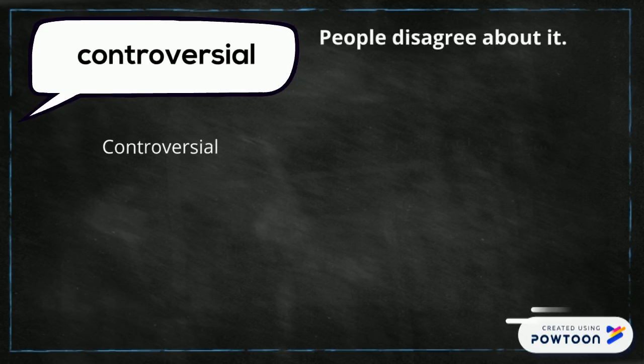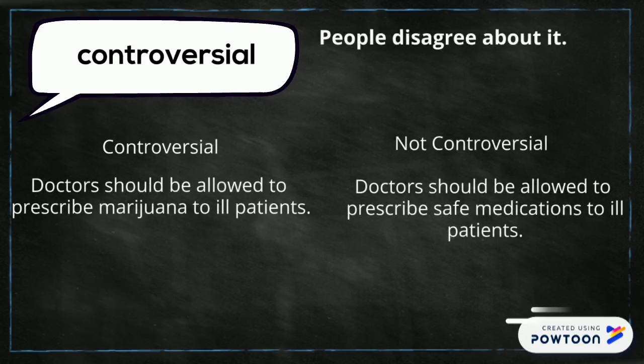Our next term is controversial. If something's controversial, people disagree about it. There's a controversial and a not controversial statement below. Notice that the controversial statement people would disagree about, whereas the not controversial, people would agree.